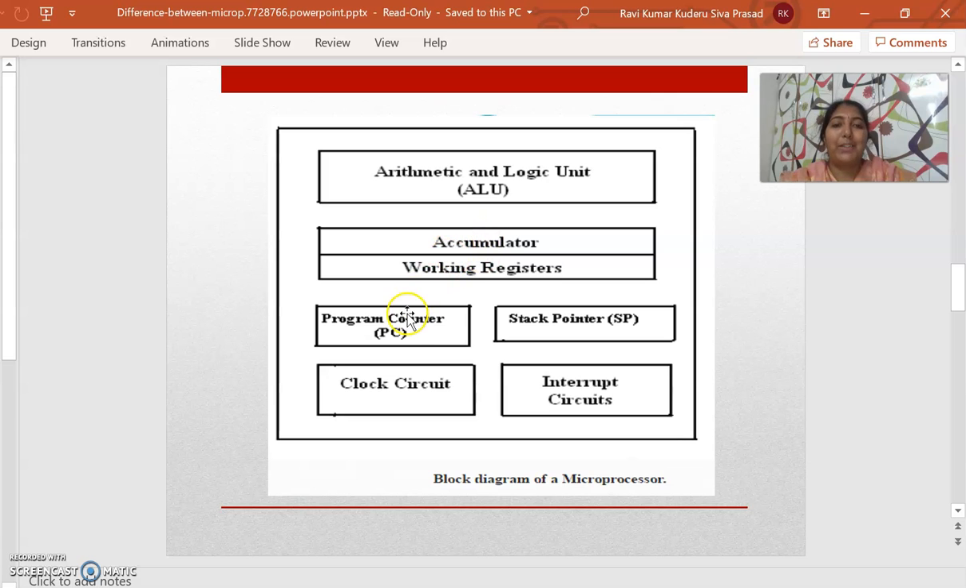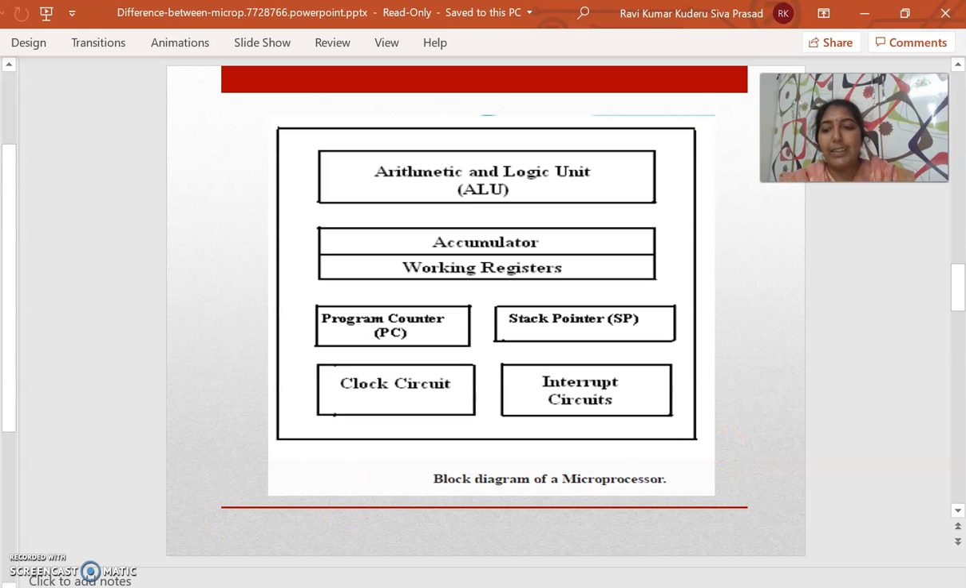These are the general purpose registers, and these are the special purpose registers, and along with that it also contains one clock circuit which provides the clock signals to perform all the operations related to these registers and the ALU, and it also contains interrupt circuits. If you observe, all these components are the components of your CPU. So we can say that the microprocessor is an IC which contains the CPU.